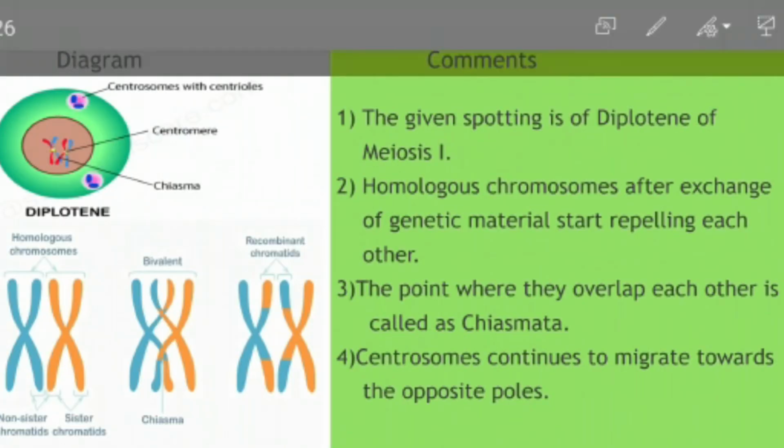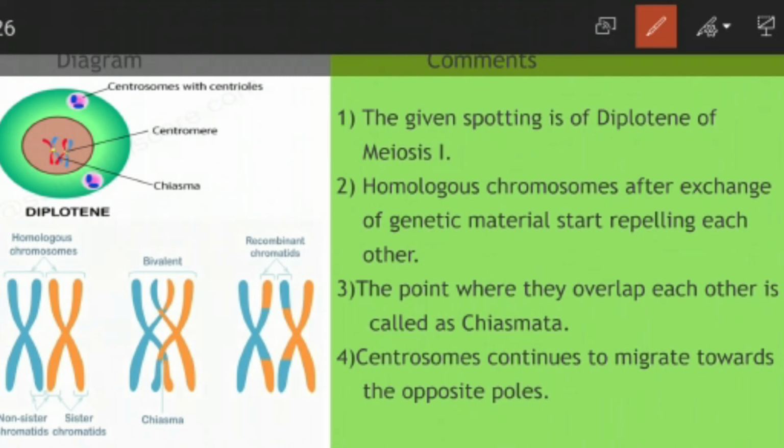Now coming to diplotene. Again, how will you identify diplotene? Diplotene means the genetic material has now been exchanged. When the chromosomes try to separate or repel from each other, they remain attached only at certain points. Otherwise, the genetic material has been exchanged. Both homologous chromosomes start separating from each other, and at certain points they are still in contact with each other. Then it is called diplotene.